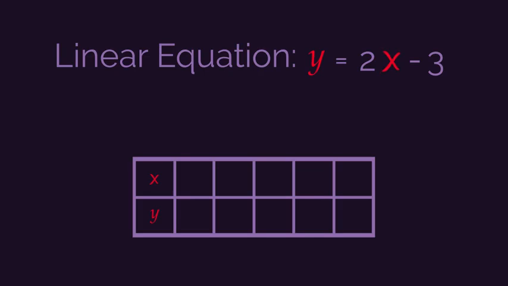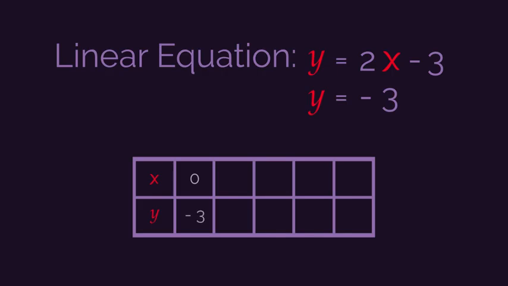I always start with 0. So substitute in 0 in place of x. So that means y equals 2 multiplied by 0 minus 3. So then y equals 0 minus 3. So y equals negative 3. And we can enter this into our table. When x is 0, y is negative 3.